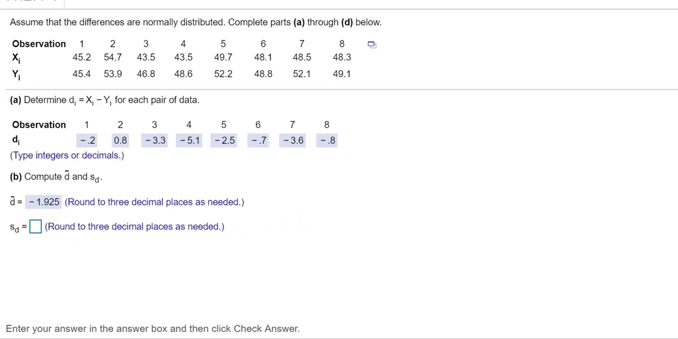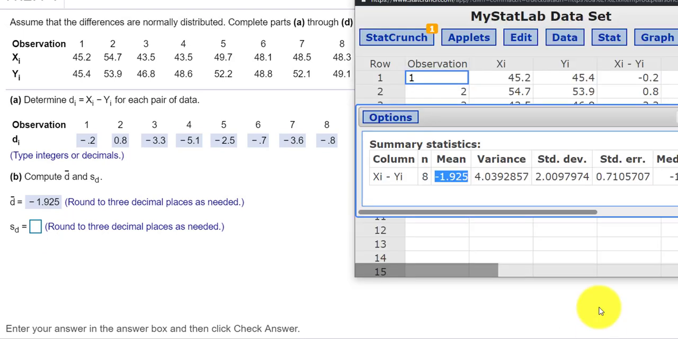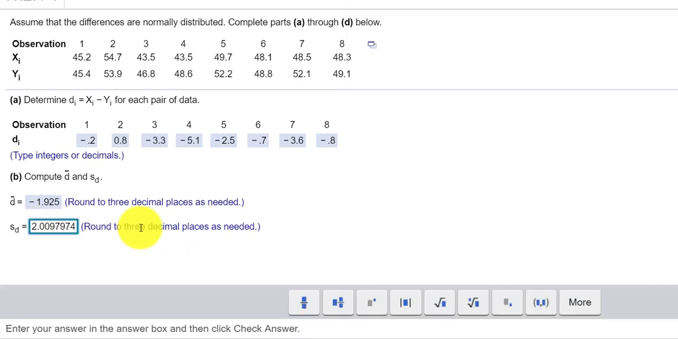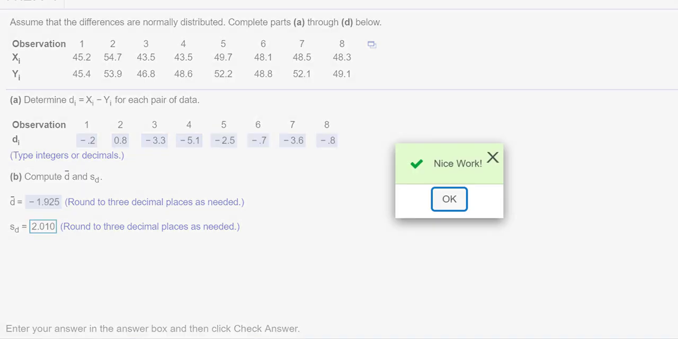And then my standard deviation is this value here. So here was my mean, my standard deviation. And this we had to round to 3 decimal places. So let's see, 1, 2, 3. Oh, so that's going to go up to 10. Okay, I press check answer, and you get the nice work.